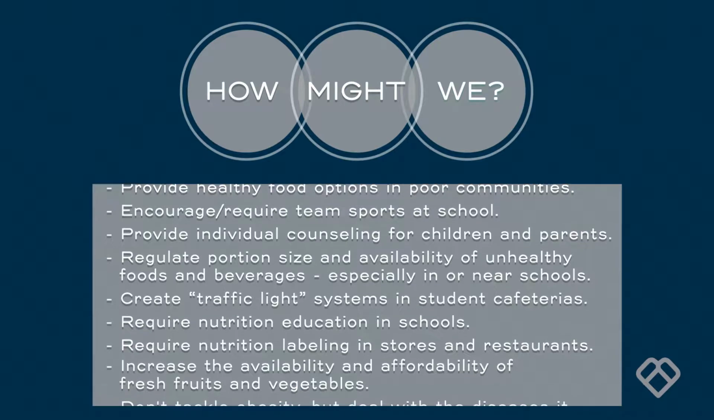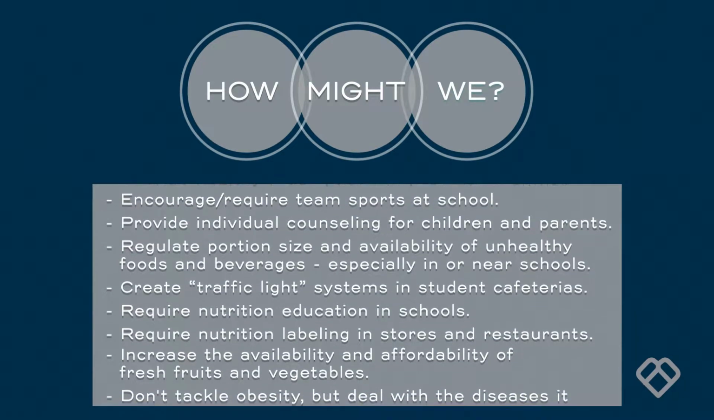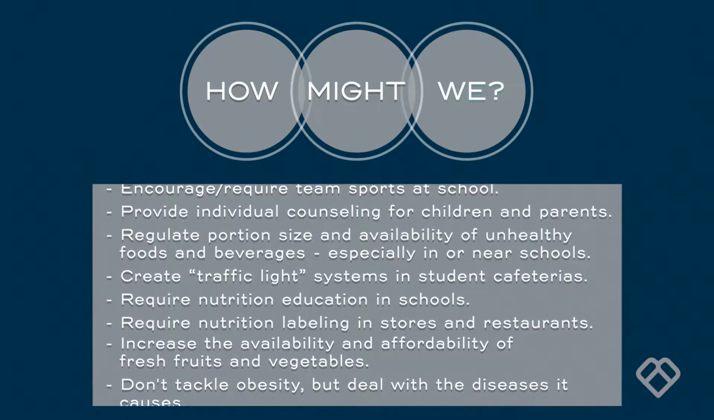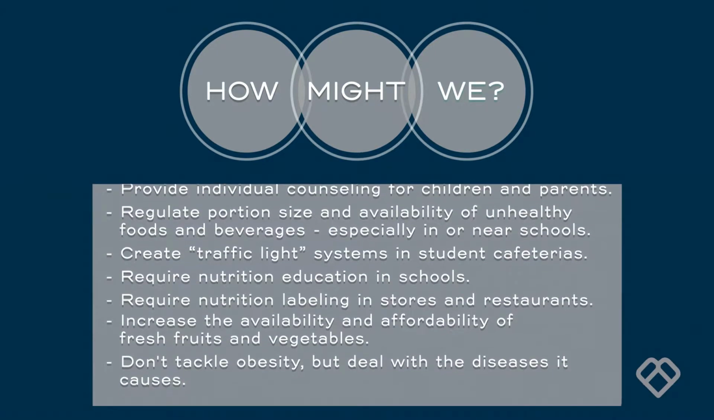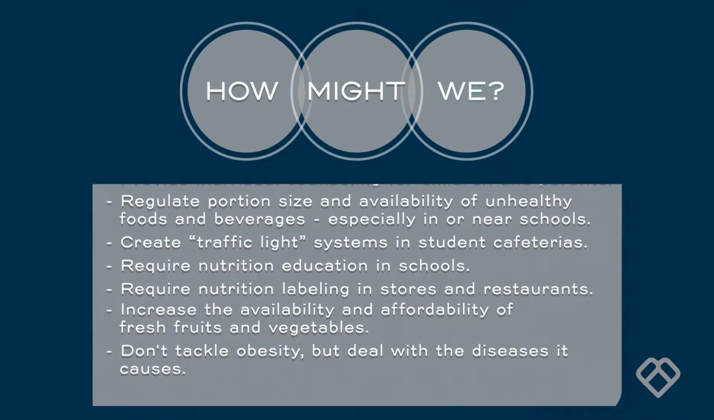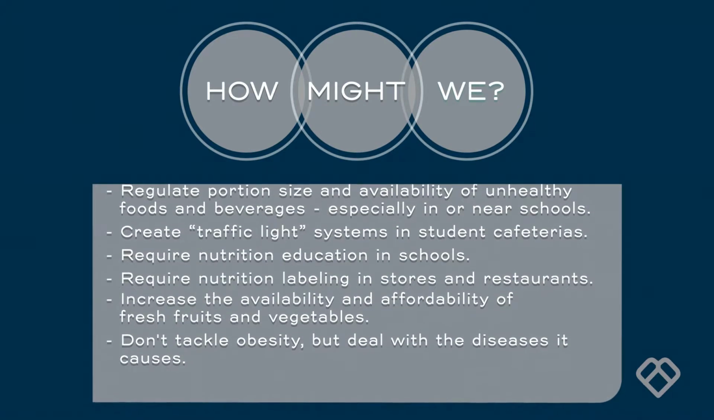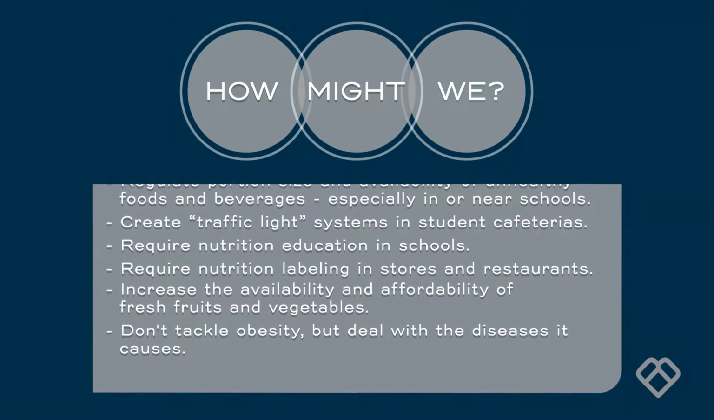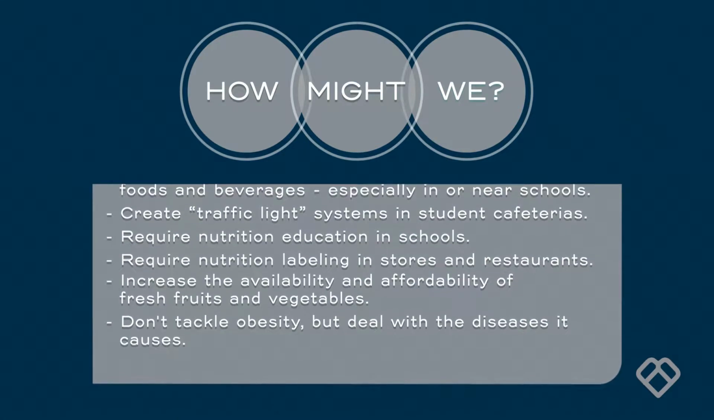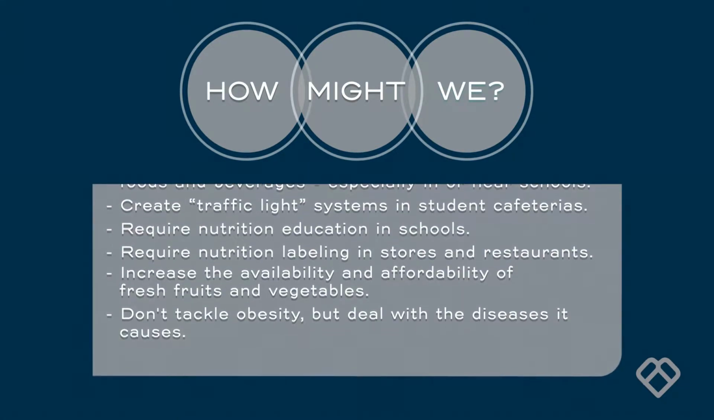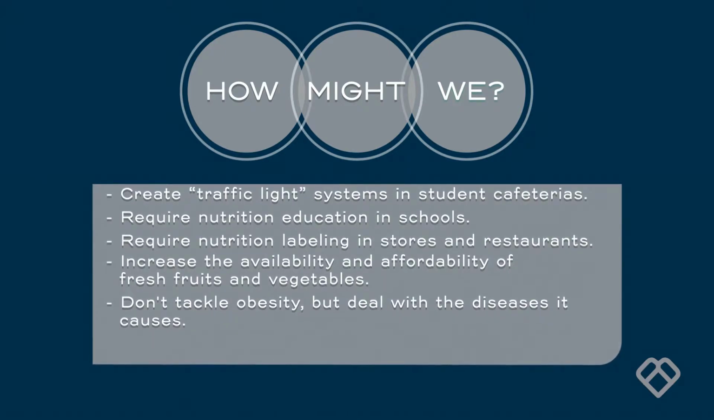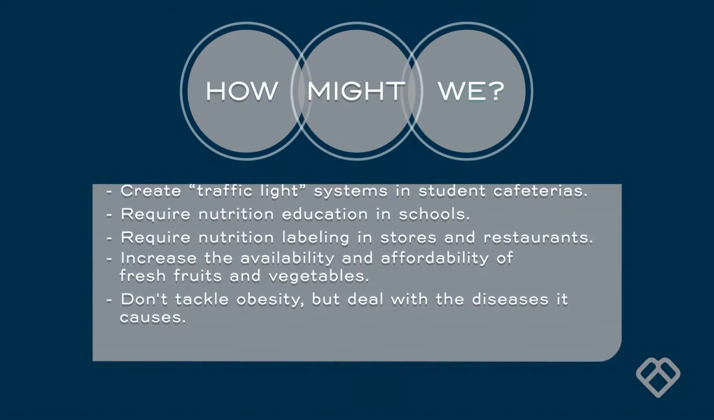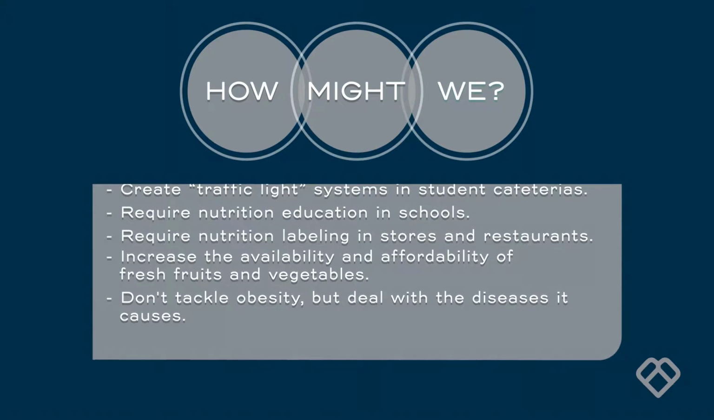create what are called traffic light systems in student cafeterias where dangerous, unhealthy foods are labeled red, healthy foods are labeled green, and in between are labeled yellow. Require nutrition education in schools, require nutritional labeling in stores and restaurants, increase the availability and affordability of fresh fruits and vegetables, or don't tackle obesity at all, but just deal with the diseases it causes.